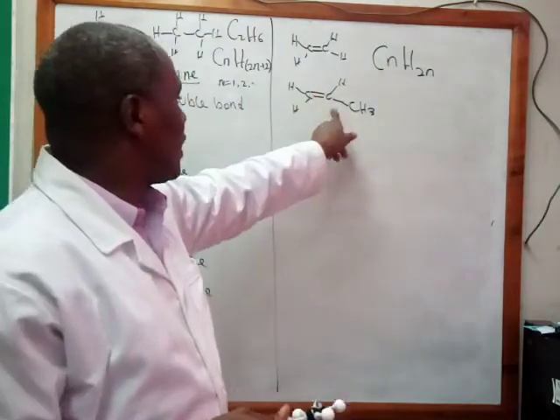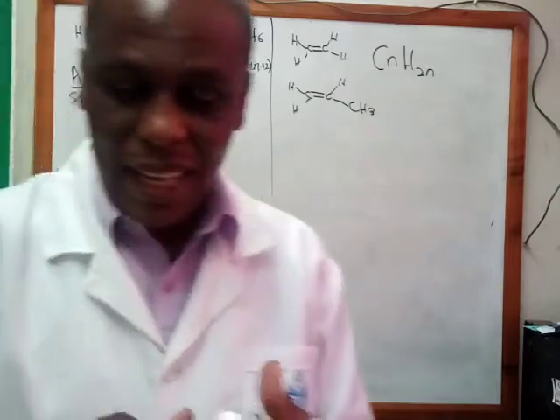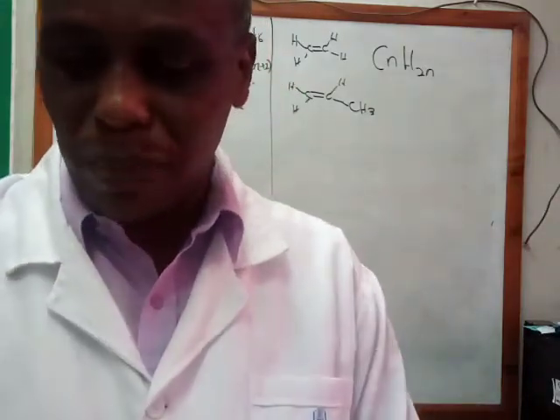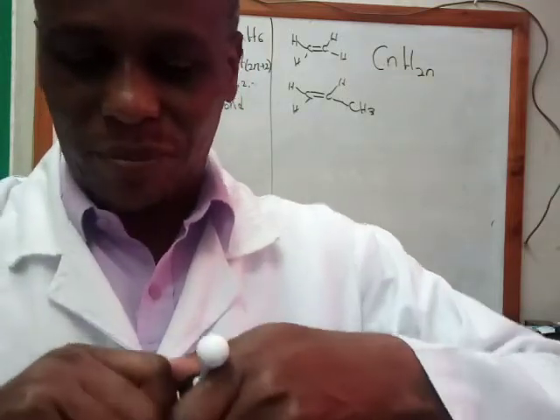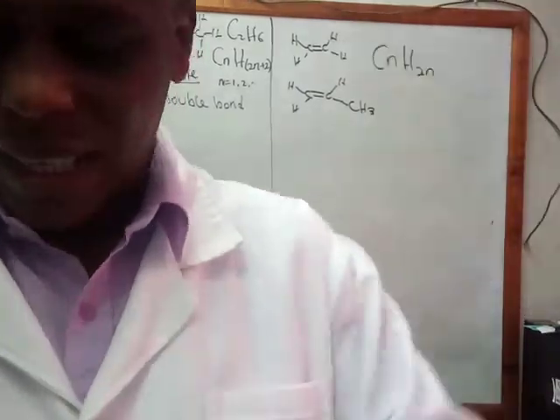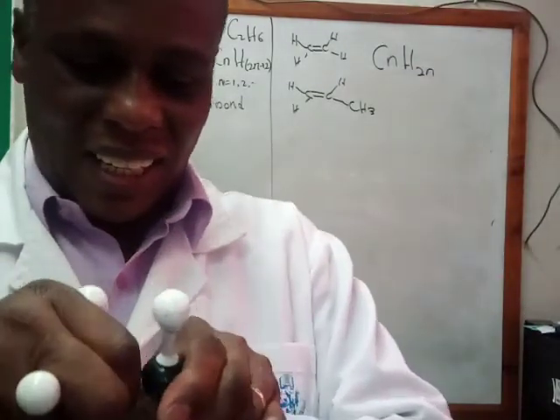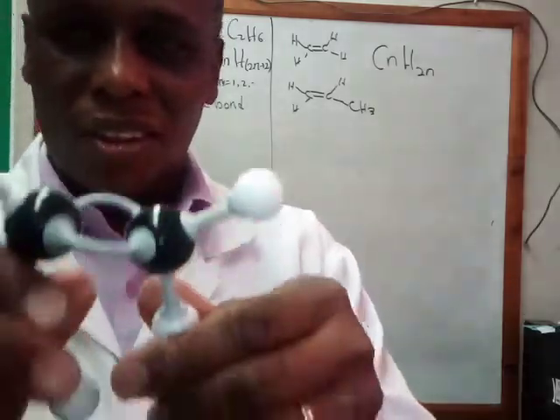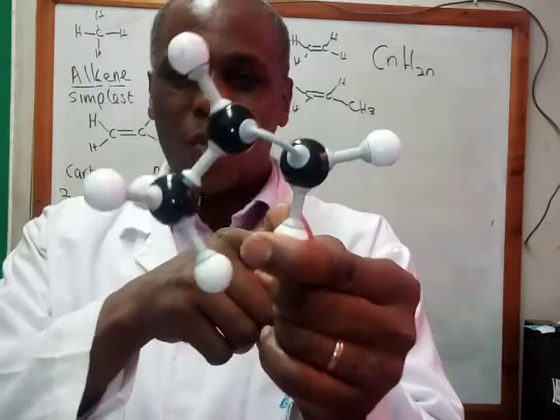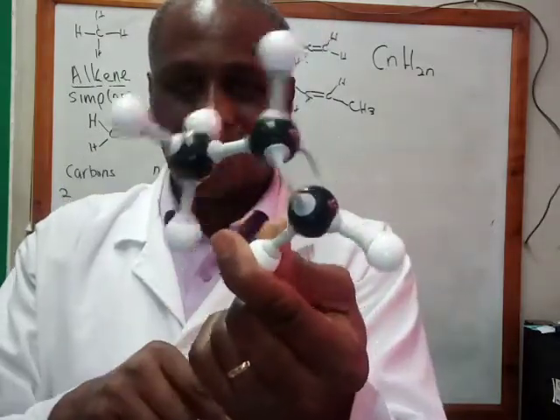So if it is propene, what I'm going to do is remove one of that group, and then I attach a methyl group. Can you see? So this is the structure of propene. Look at the carbon atoms. 1, 2, 3. Can you see how it looks?